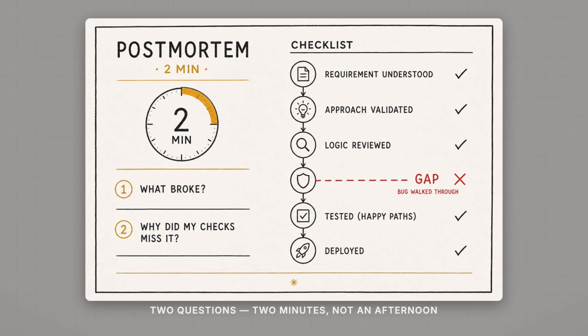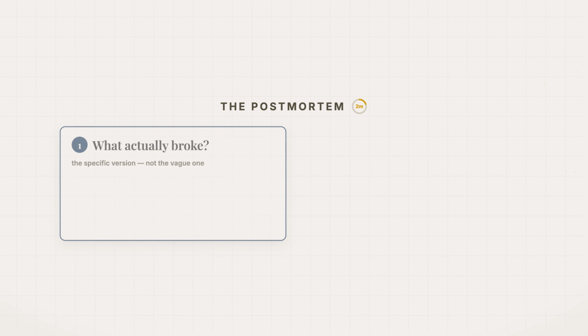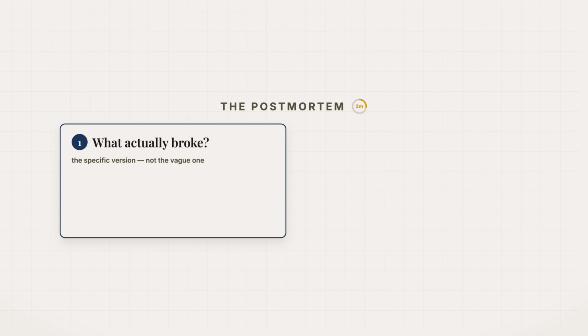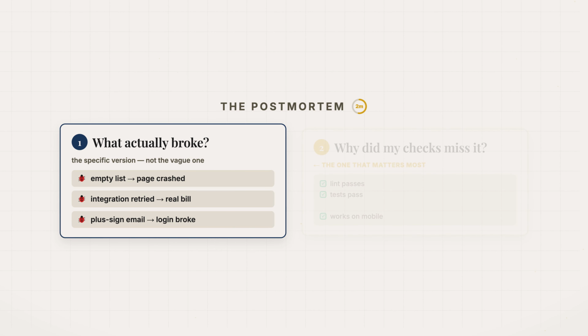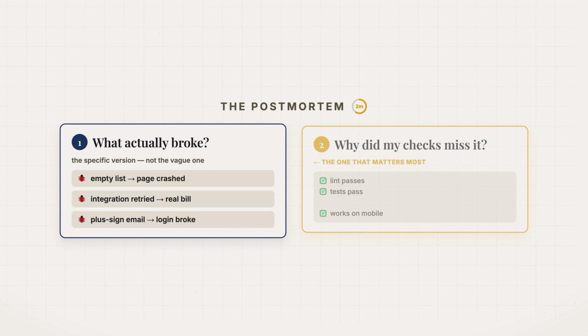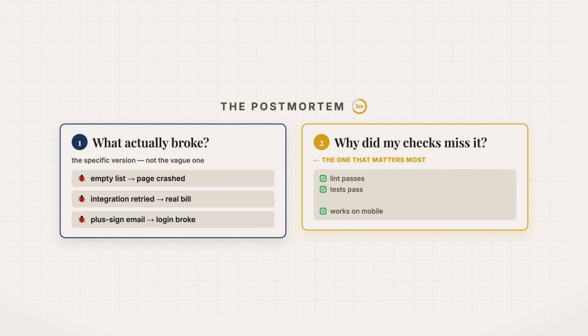Then, you run the postmortem, and it's 2 questions. That's it. This is meant to take 2 minutes, not an afternoon. Question 1. What actually broke? Not the vague version, the specific version. The empty list crashed the page. The integration retried so many times, it ran up a real bill. The login broke for anyone with a plus sign in their email.